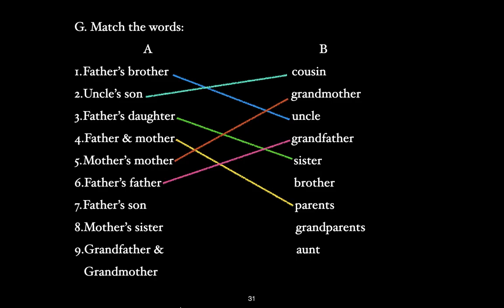Who will be your father's son? To you, it'll be your brother. Yes, children, you've got it. Next, mother's sister. That is your aunt. Good. And who is your grandfather and your mother? Who are they? They are your grandparents. Well done, children. You've got this correctly.